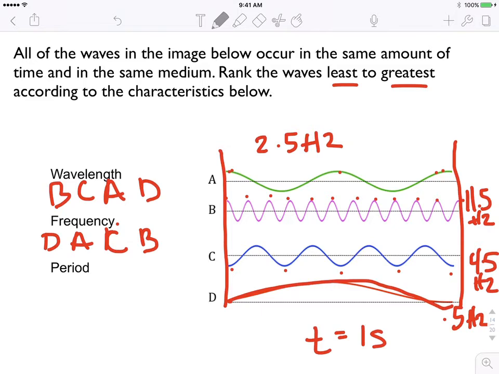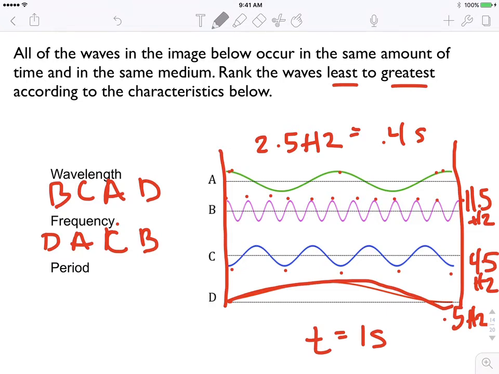DACB. All right, now that we have all of these values up here, we can easily calculate the period. What is period? Period is 1 over the frequency. Now, there's another way to look at this, except I'm just going to go through and do the 1 over 2.5, and I get 0.4 seconds.